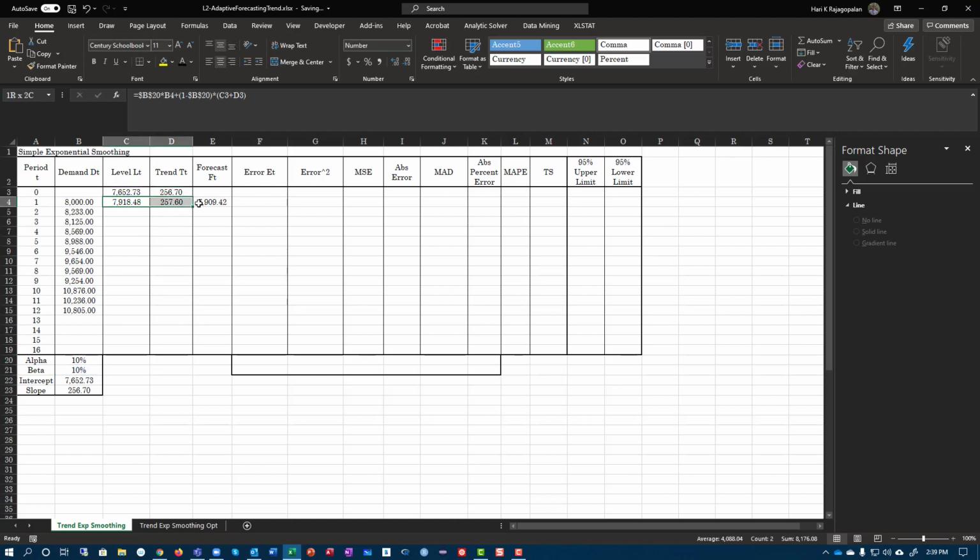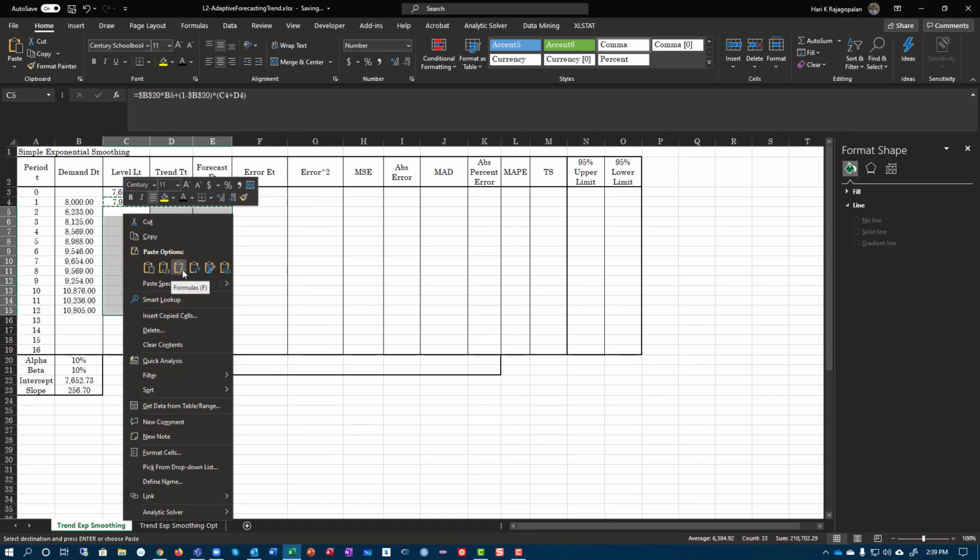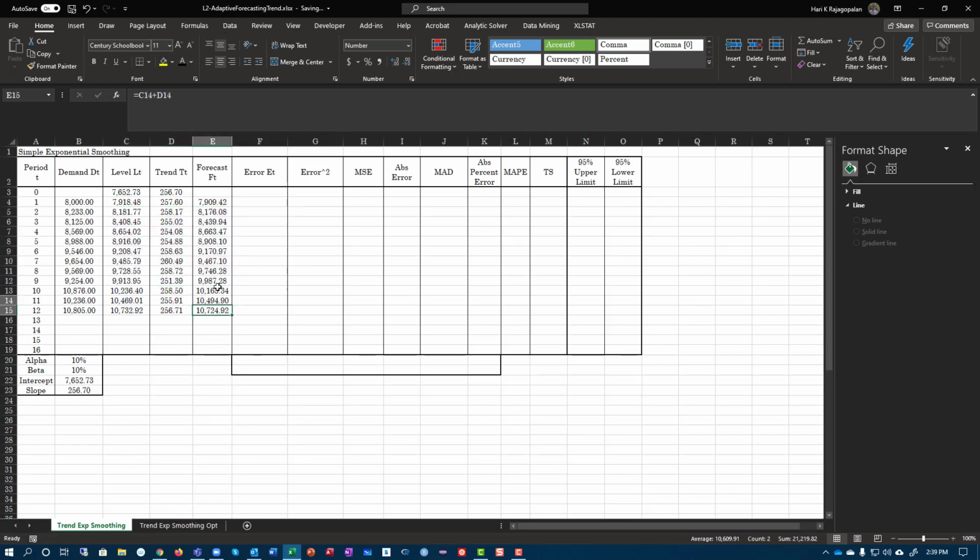And now all you have to do is select all three and copy them down here. Paste your formulas here. Once you paste the formulas, you have your forecast. Now for time period 13, there is no data, so we are going to copy this down. That's still fine. But for time period 14, you are going to have to multiply.